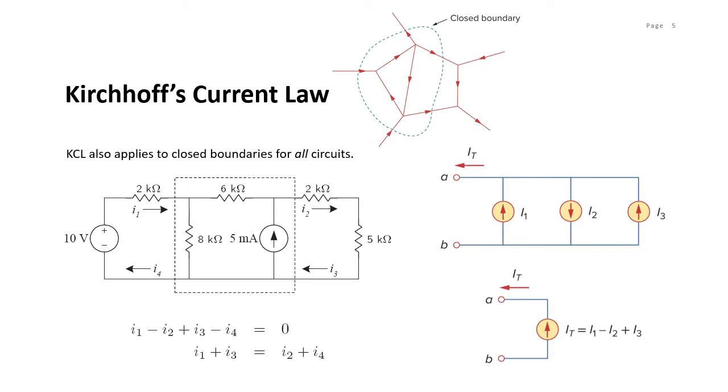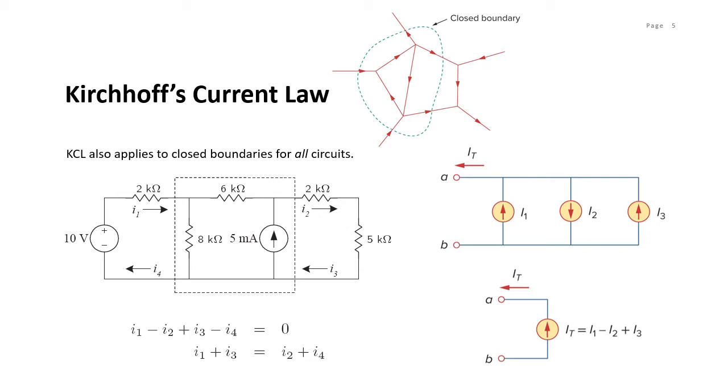Note that KCL also applies to a closed boundary. This may be regarded as a generalized case because a node may be regarded as a closed surface shrunk to a point. In 2 dimensions, a closed boundary is the same as a closed path, as illustrated in the circuit on the left here. The total current entering the closed surface is equal to the total current leaving the surface. So entering are I1 and I3 and leaving are I2 and I4, giving I1 plus I3 equals I2 plus I4.